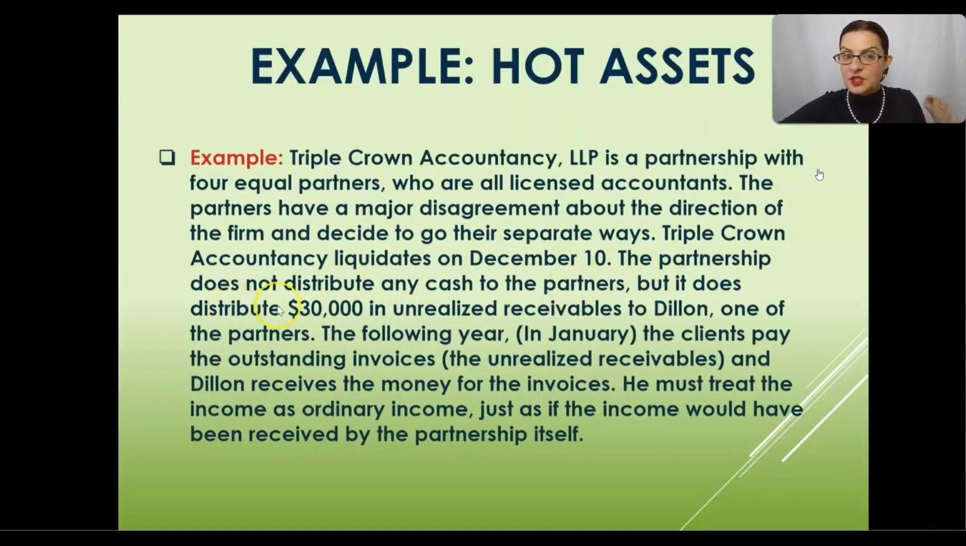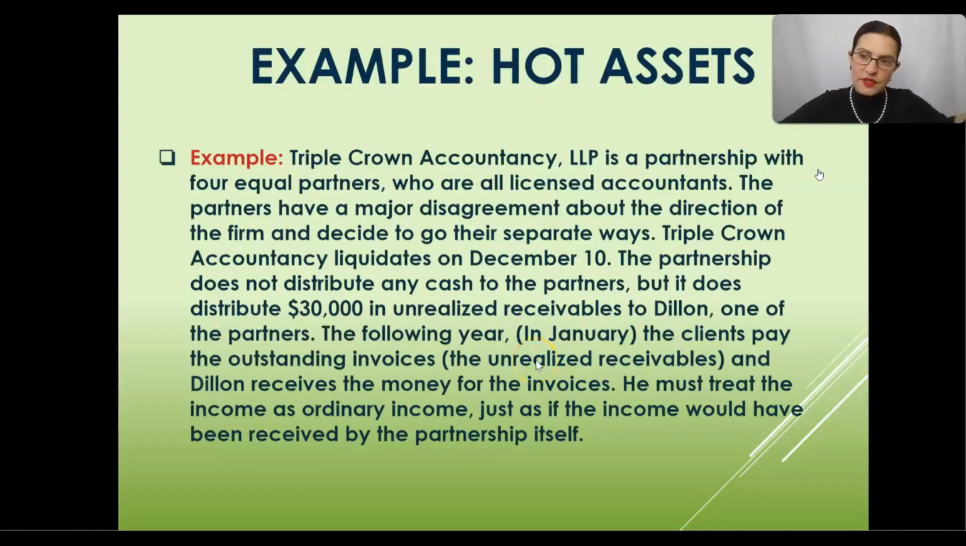The partnership does not distribute any cash to the partners, maybe because the partnership doesn't have any cash to distribute, but it does distribute $30,000 in unrealized receivables to Dylan. Unrealized receivables, especially with regards to a business like this, are open invoices that are still pending. With financial services firms like this or consulting firms, many times they will invoice their clients on a monthly basis or on a quarterly basis or after the services are provided. That happens with legal firms too.